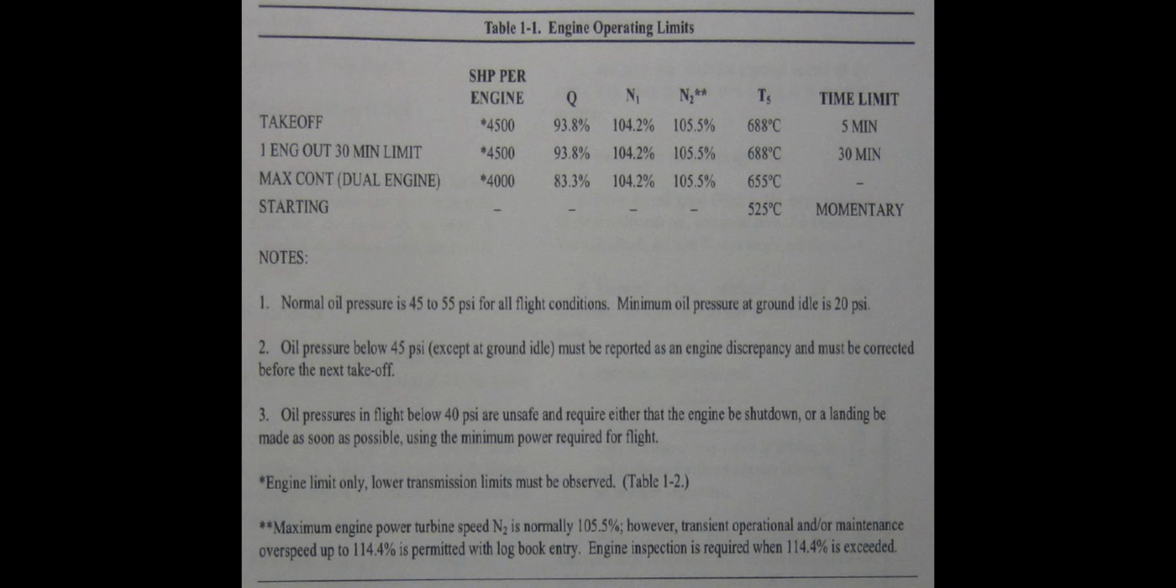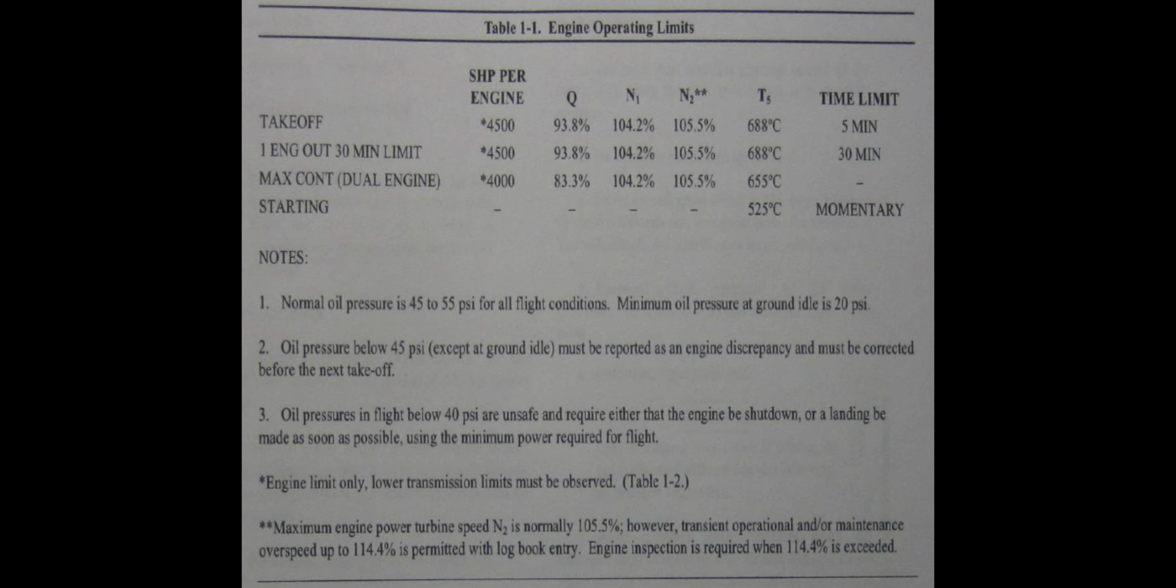Engine power limits. Refer to Table 1-1 in the flight manual for detailed information. The basics are N1 104.2%, N2 105.5%, T5 688 degrees Celsius maximum, 655 degrees Celsius continuous, and 525 degrees Celsius start limit.